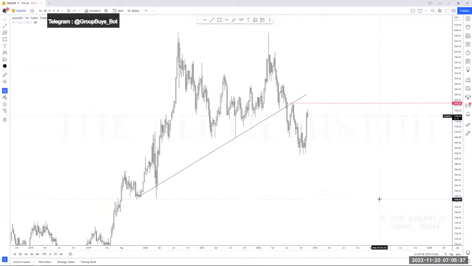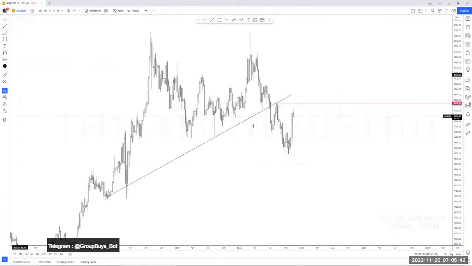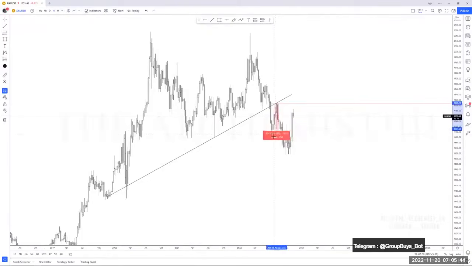There it comes. Can you see that? There's a weekly time frame. Imagine what your pip count will be. From here to here, we had a 1,300 pip drop, 1,270 pip drop. So there it comes.